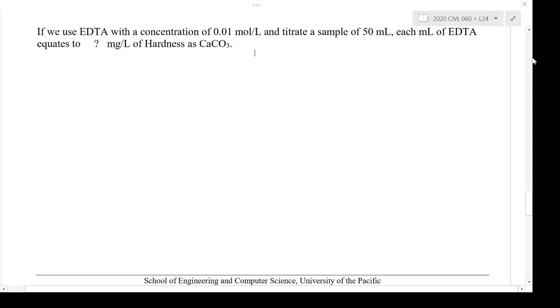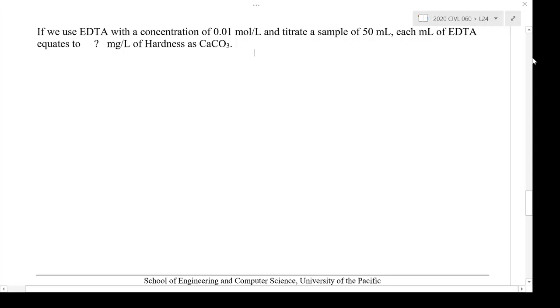So EDTA is a complexing agent and it reacts with the calcium, magnesium, and other multivalent cations. And when it does that, we add an indicator chemical that causes a color change to tell us when all of the metals have been complexed.